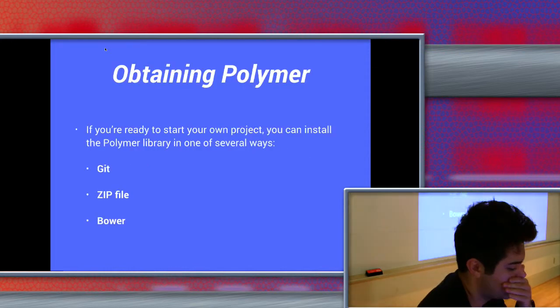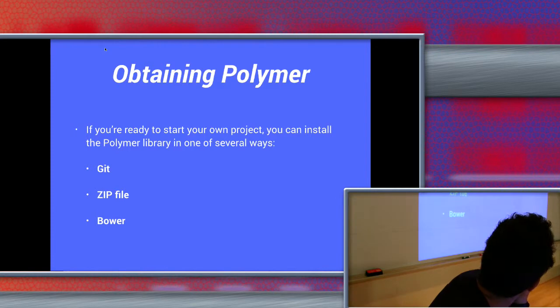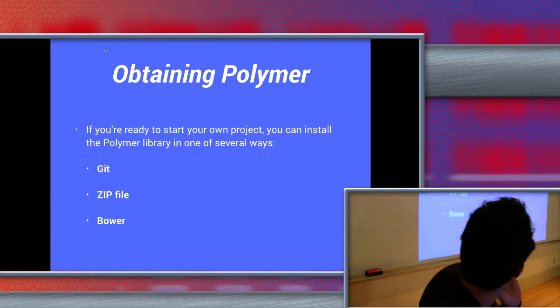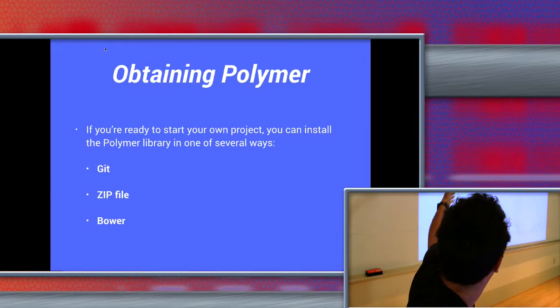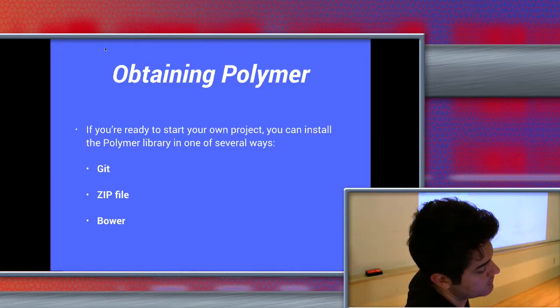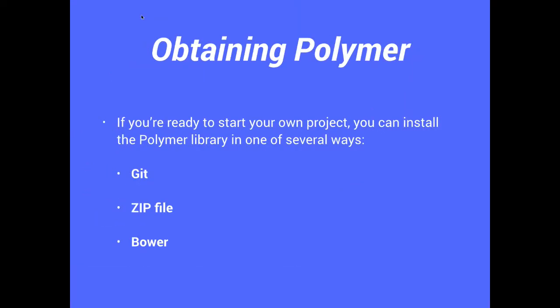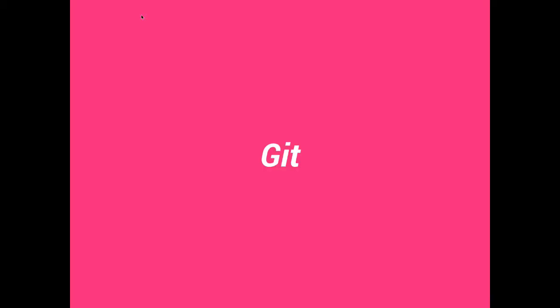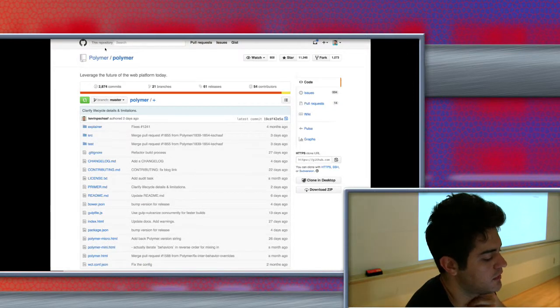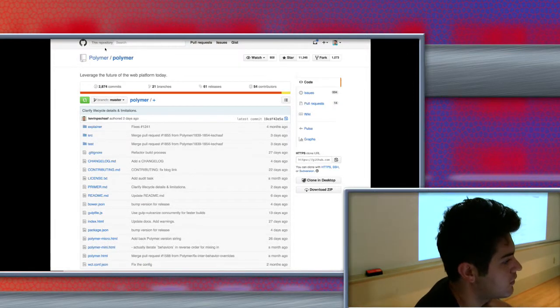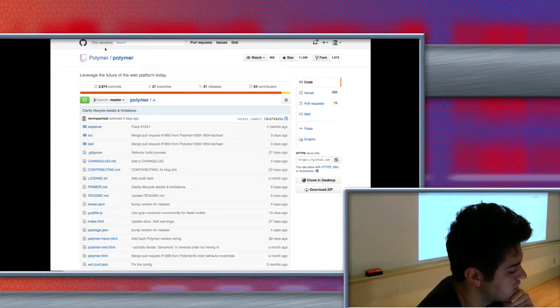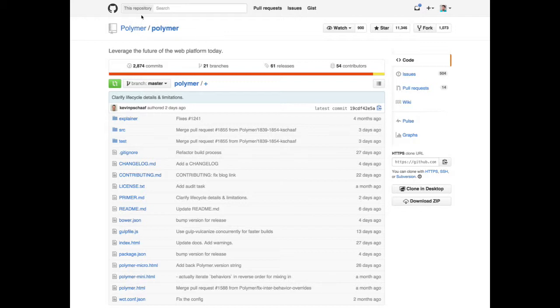There are several ways that you can install this library, and we can do it through Git, by downloading a zip file, or using Bower. I just want to explore those alternatives so you can understand exactly why we are using the one that we're going to use. So Git's the first one. Let's all go ahead to the Polymer repo on GitHub: github.com/polymer/polymer. Go to this URL.